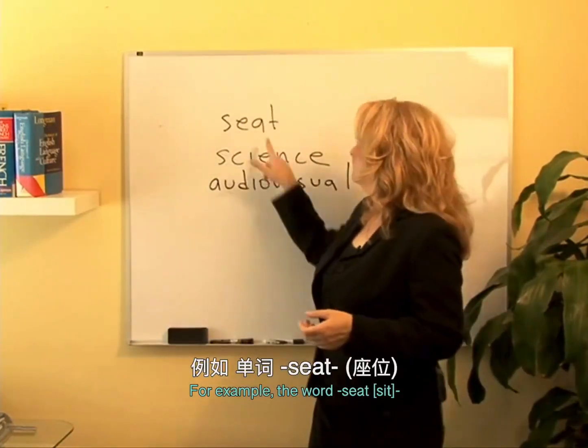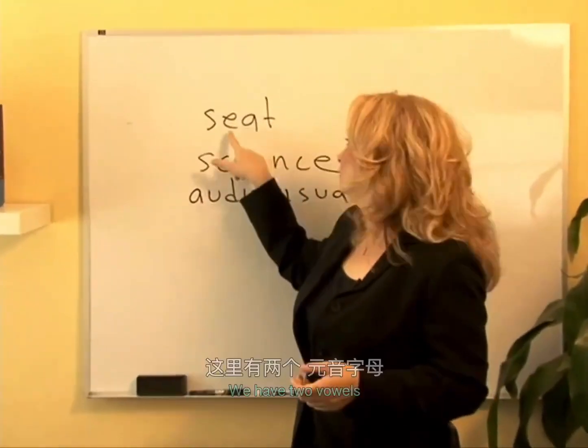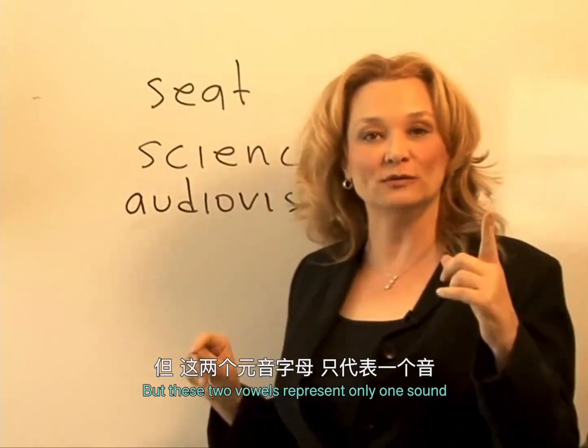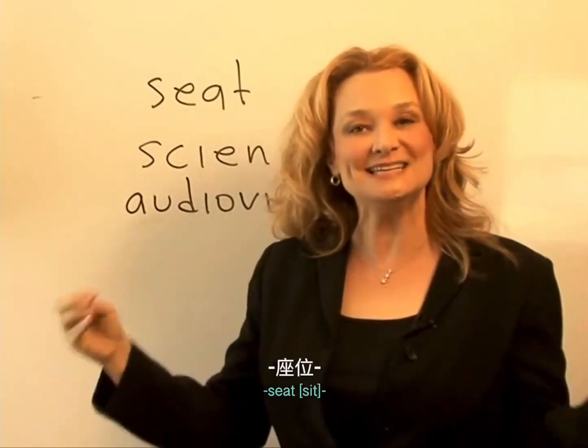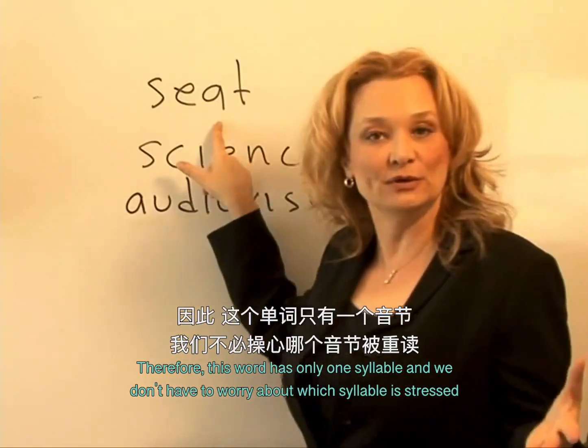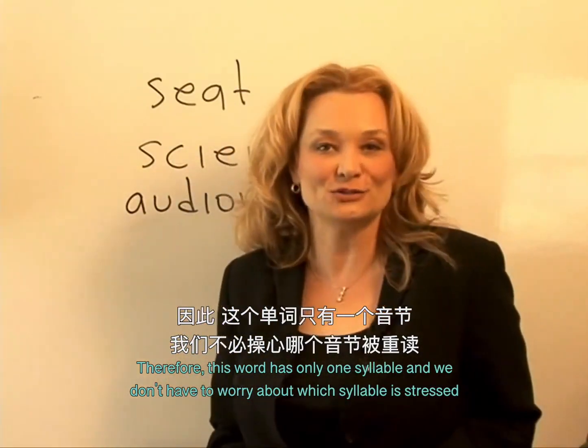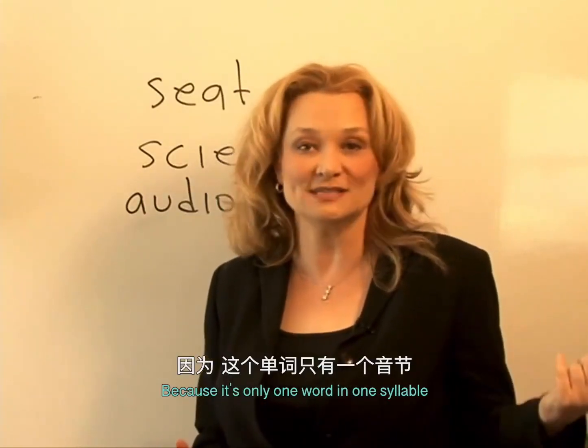For example, the word seat. We have 2 vowels, but these 2 vowels represent only one sound. It's E, seat. Therefore, this word has only one syllable, and we don't have to worry about which syllable is stressed because it's only one word and one syllable.